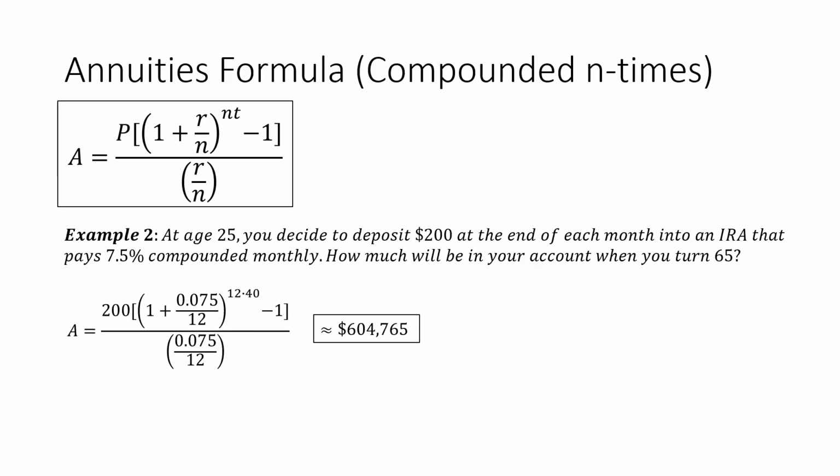Again, we have to very, very carefully put it into our calculator, make sure we're not messing up the powers or the brackets or anything like that. But at the end of 40 years, we have $604,765. 7.5%, again, is a little bit of a generous amount, but even if this was 2.5%, you're going to have a lot in your account.